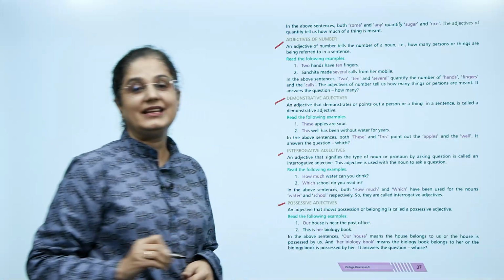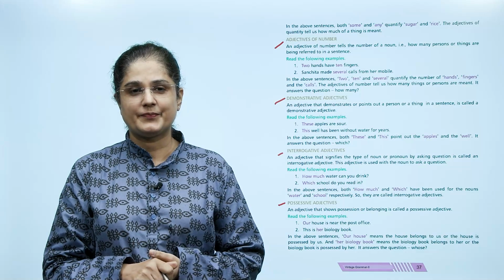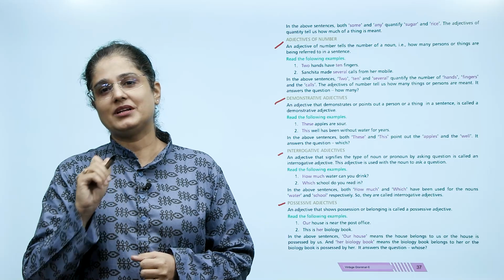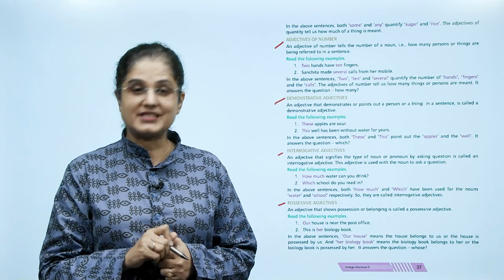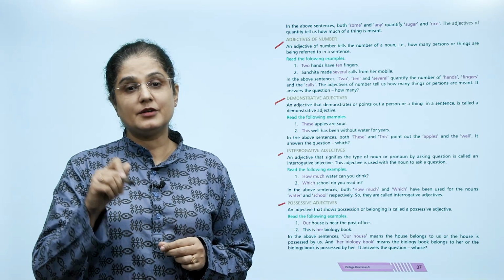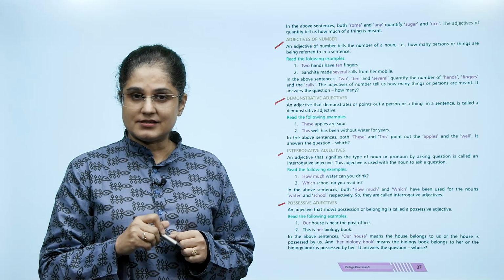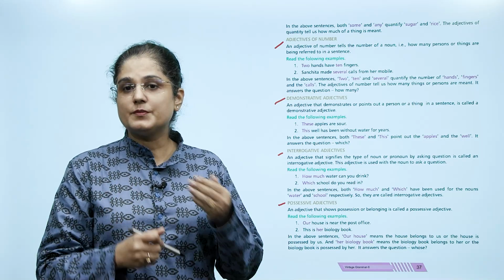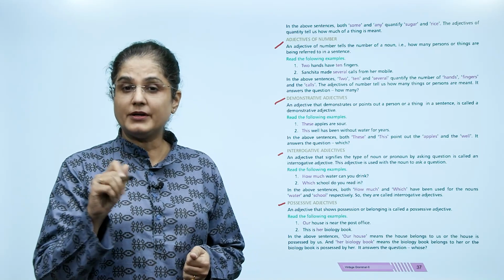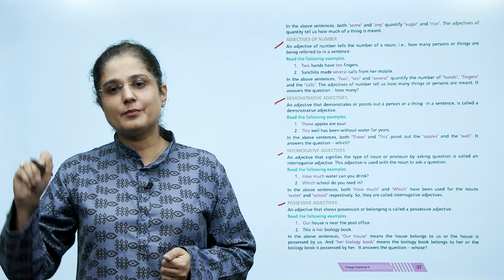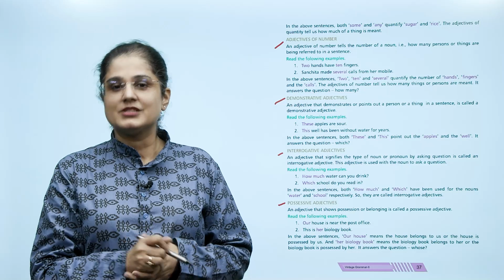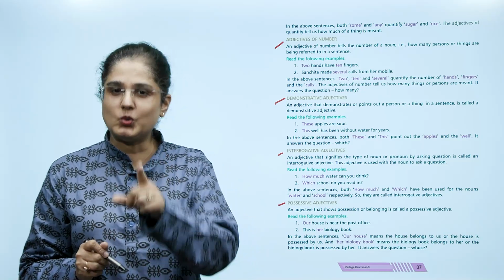Next is possessive adjectives. An adjective that shows possession or belonging is called a possessive adjective. For example, our house is near the post office. This is her biology book. In these sentences, our house means the house belongs to us or the house is possessed by us. And her biology book means the biology book belongs to her or the biology book is possessed by her. So it answers the question whose.